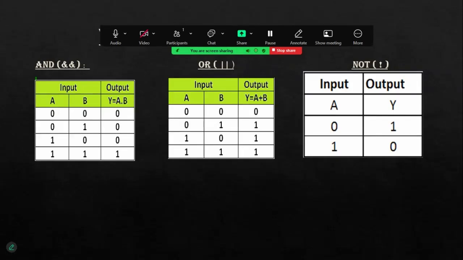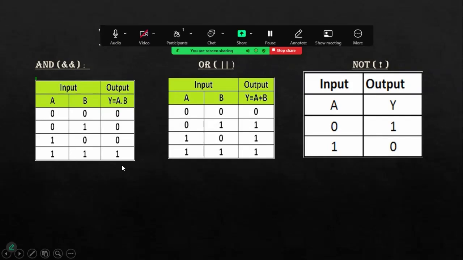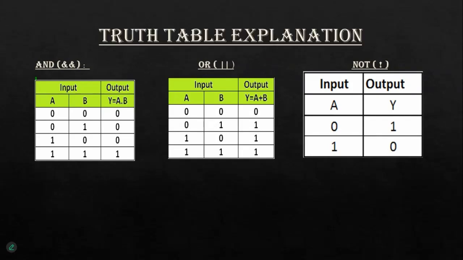So the main thing in the AND operator is that to get a true value, meaning 1, all the operands should be true, all should be 1. And if one operand is 0, then it will give 0. This is the main thing about the AND operator.